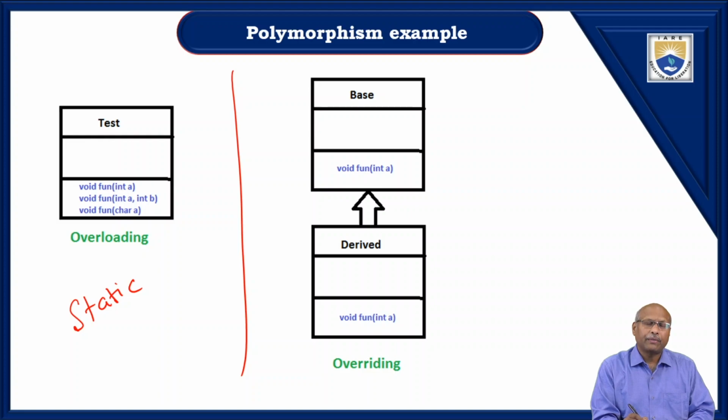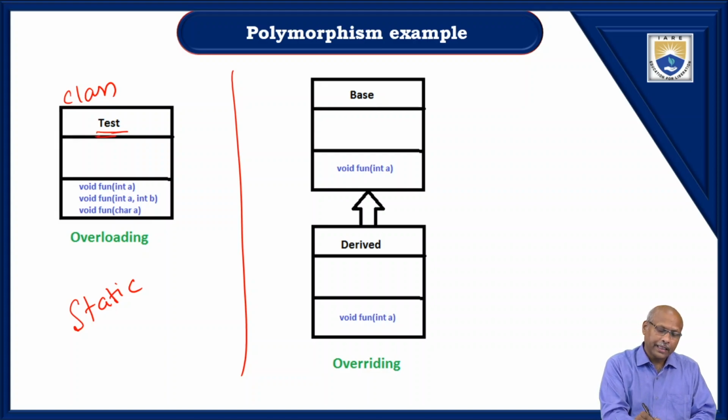You will have a class called test. For example, a class called test. This is a class name. This diagram is called what? Class diagram. So the name of the class is test class and having 3 methods.